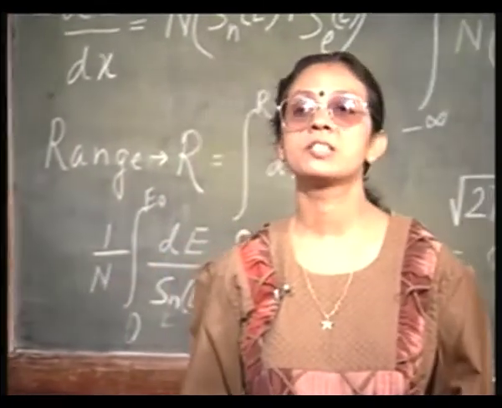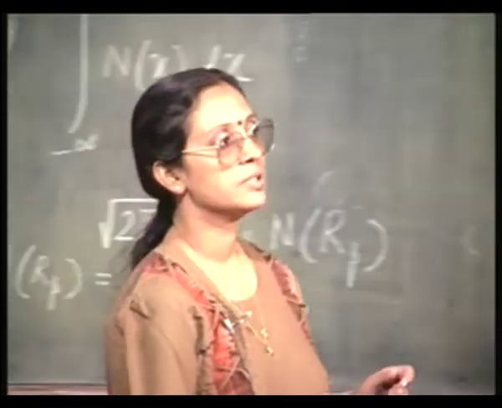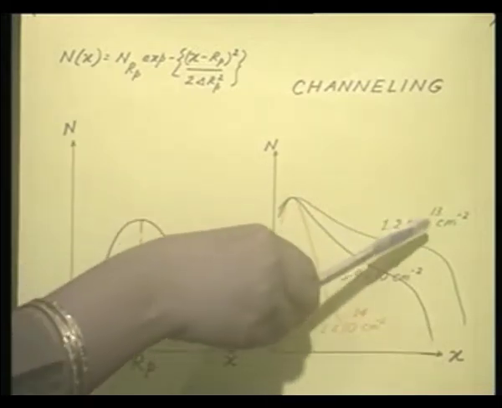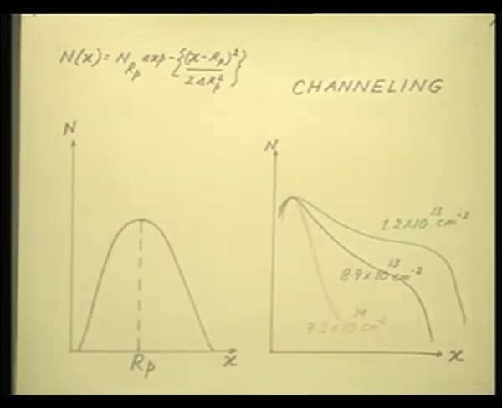This process is called channeling. This is known as channeling. That is, the ions have found the channel in between the regular lattice atoms and have moved forward a considerable distance. Now, I have plotted the case of channeling as a function of distance, and I have used a third parameter. This is the dose, the total dose. Okay.